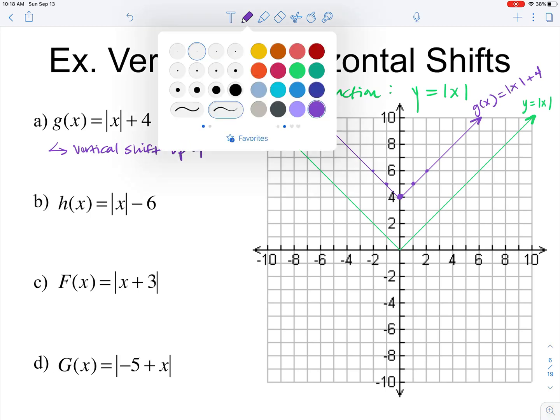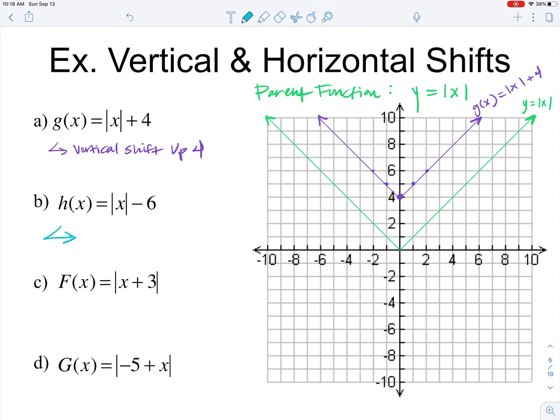H of x equals the absolute value of x minus 6. So that is also another vertical shift, but it's a vertical shift down 6 units. So we end up subtracting 6 from each of the y coordinates of the parent function. Again, I just think about shifting a few of those points that are on the parent function. And then that gives me h of x.